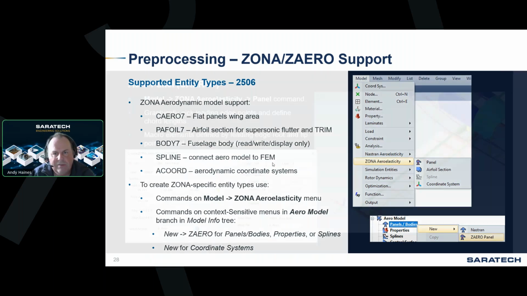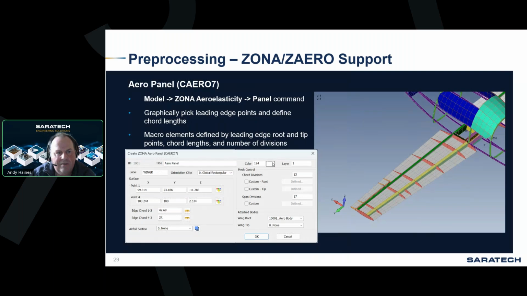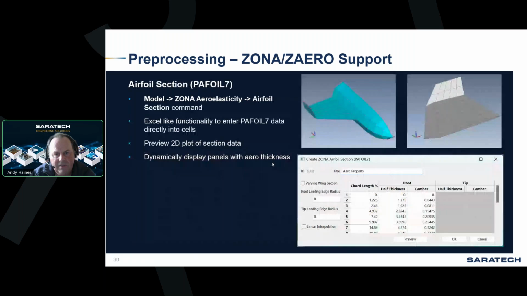And again, I'm not going to get really into this. We support the C-Aero 7, the full dialog box, the PA foil 7. This is kind of Excel type data, and you can also do a preview of a 2D plot of the section data just to make sure that your airfoil is looking correct. You can dynamically display the panels with aero thicknesses.